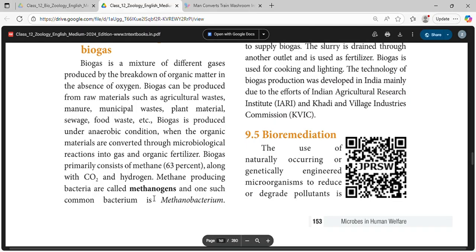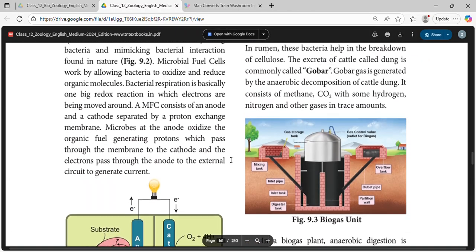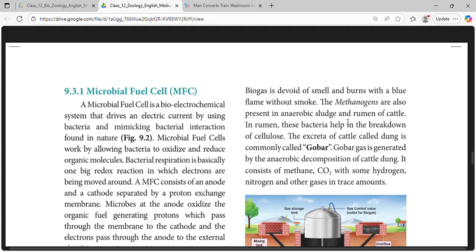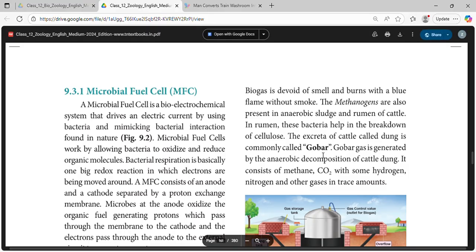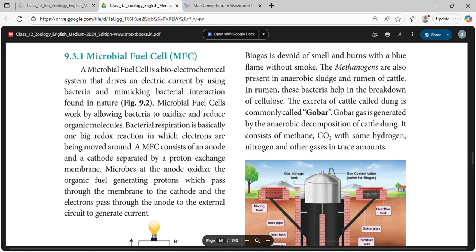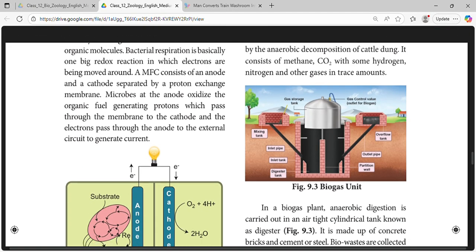Methane producing bacteria are called methanogens, and one such common bacterium is Methanobacterium. Methanogens are present in anaerobic sludge and the rumen of cattle. In the rumen, these bacteria help in the breakdown of cellulose. The excreta of cattle, called dung, is commonly called gobar. Gobar gas is generated by the anaerobic decomposition of cattle dung. It consists of methane, CO2 with some hydrogen, nitrogen, and other gases in trace amounts.